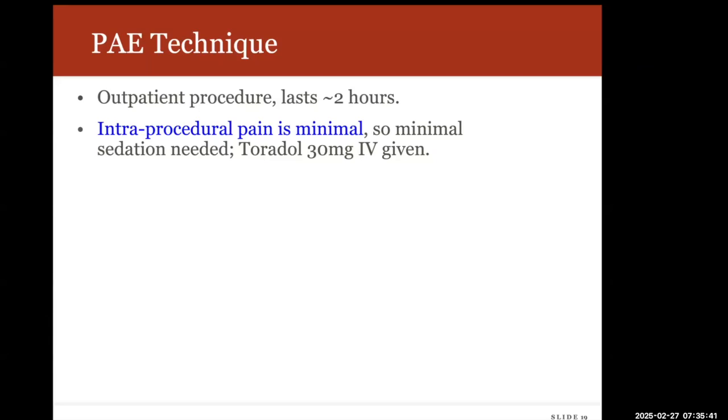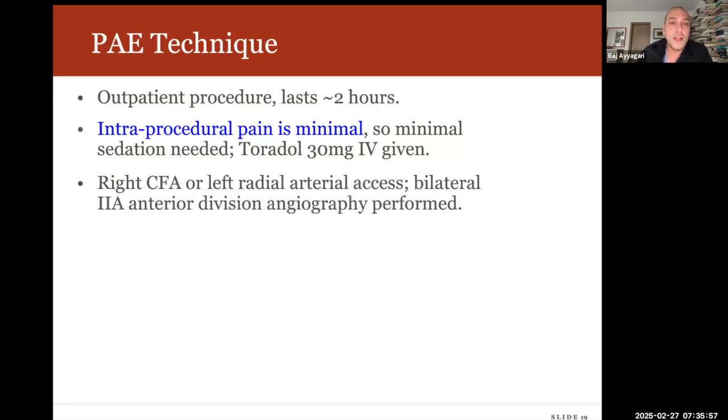Okay, thank you. So the pain is minimal for the procedure. We just give some fentanyl and Versed typically, so moderate sedation. We usually give a medication called Toradol, ketorolac. It's like an IV version of ibuprofen, which helps with the inflammation afterwards. Like I said, femoral or radial access.